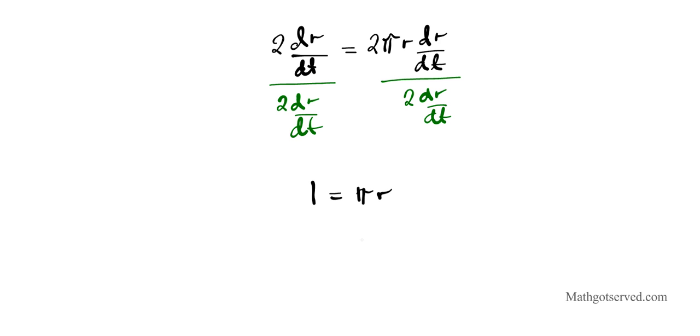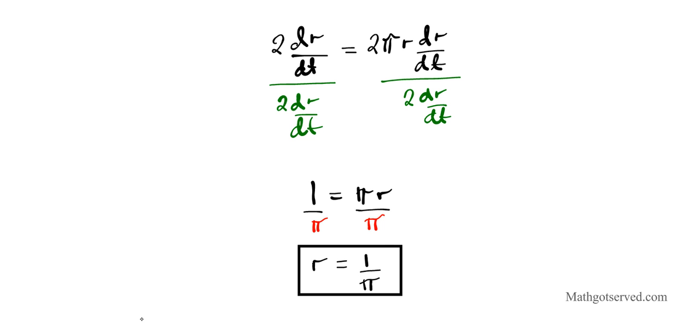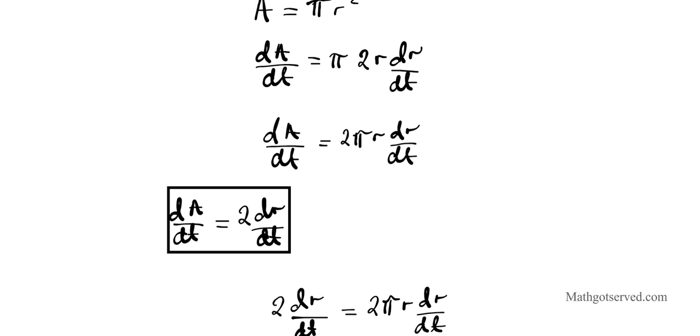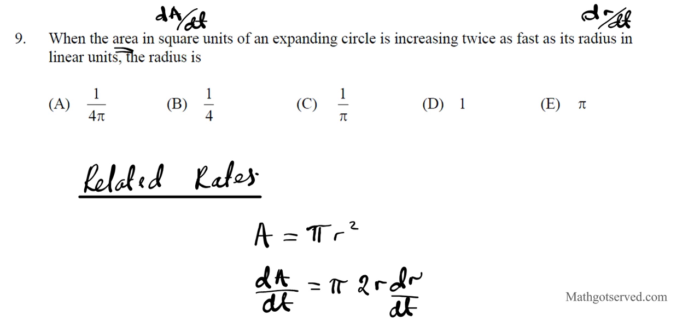All right, so to finish this up, we just need to solve for r. To get r by itself, divide both sides by pi. Divide the left and the right by pi. And then the radius, when the area was going twice as fast as the radius, was equal to 1 over pi. So it's just a good application of related rates. The answer is 1 over pi, and the answer is option letter C.